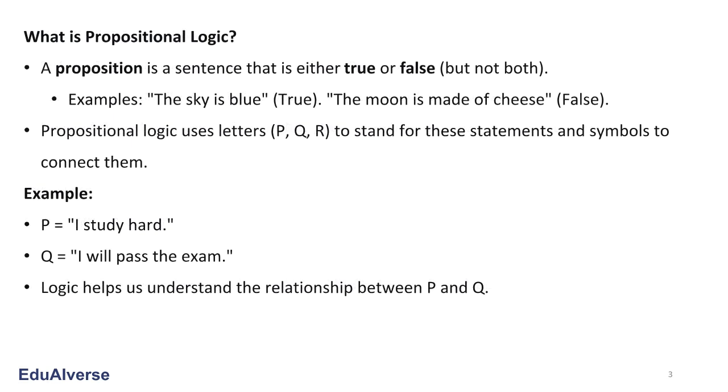What is propositional logic? At the heart of propositional logic is a simple idea. A proposition is a sentence that is either true or false, but not both. For example, the sky is blue is a proposition. The moon is made of cheese is also a proposition. It is just false. We use letters like P, Q, and R to stand for these statements. So instead of writing a long sentence every time, we write P or Q. This makes logical analysis faster and much clearer, as you will see.